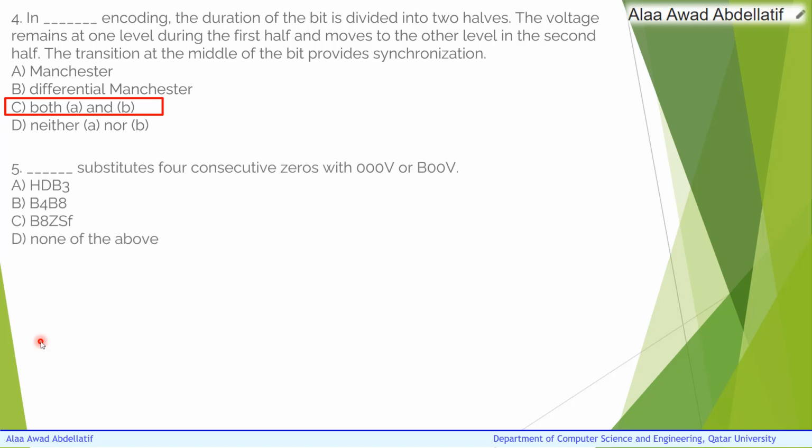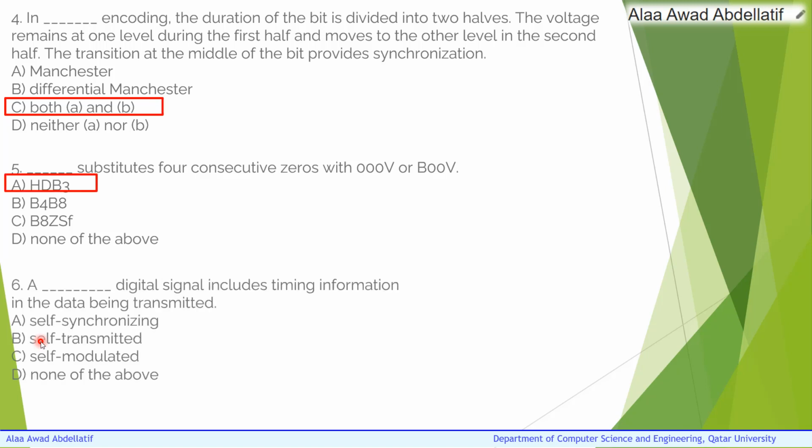Which technique substitutes four consecutive zeros with 000V or B00V? Which one substitutes the four consecutive zeros with the code? Now, B8ZS changes 8 zeros, so that is HDB3 for four zeros. Next: a digital signal includes timing information in the data being transmitted. This is self-synchronization: including timing information to support synchronization.